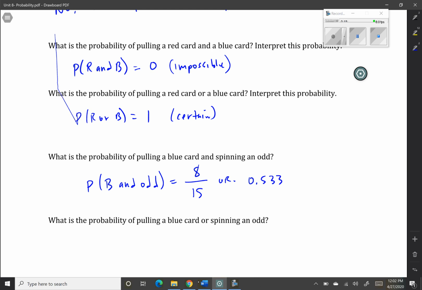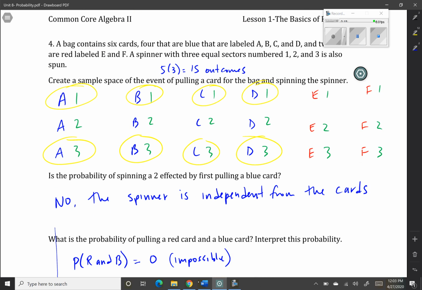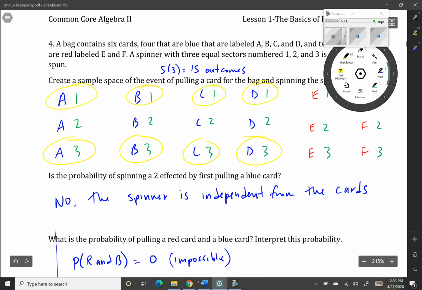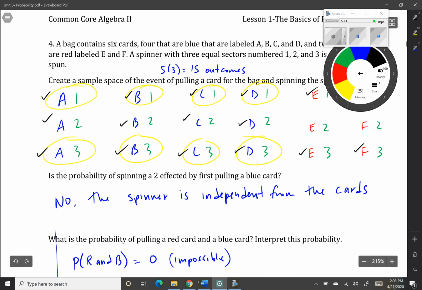What is the probability of pulling a blue card or spinning an odd number? So when I have the "or" in there, those blue cards, all of them work, right? So every single blue card works here. I'll use black here. I'm running out of colors. So all of these 12 work because of "or." And then we have the red cards that have an odd spinner number. So out of the 15 outcomes, 13 of them satisfy one or the other condition.